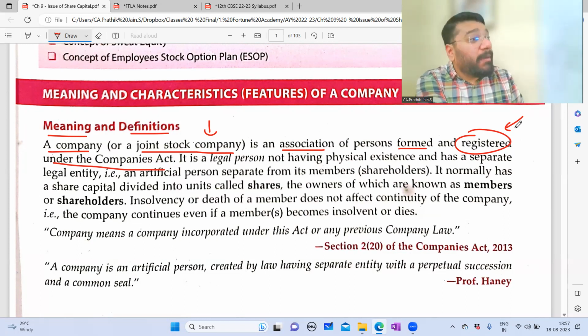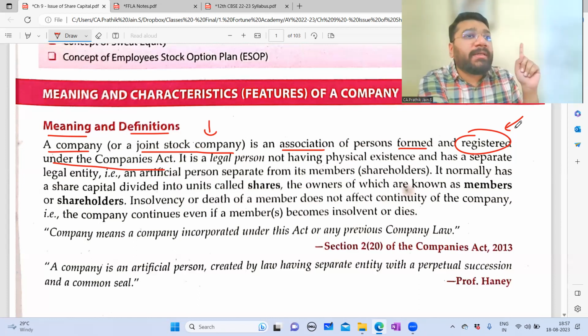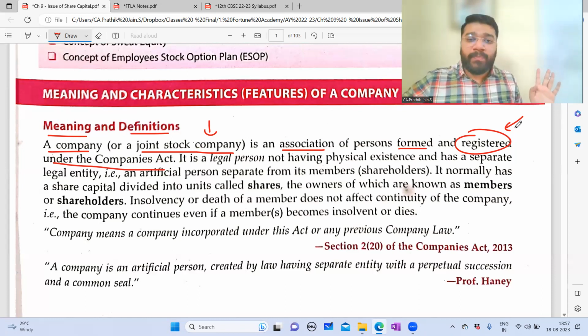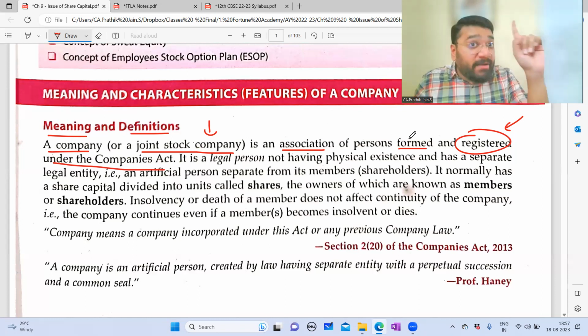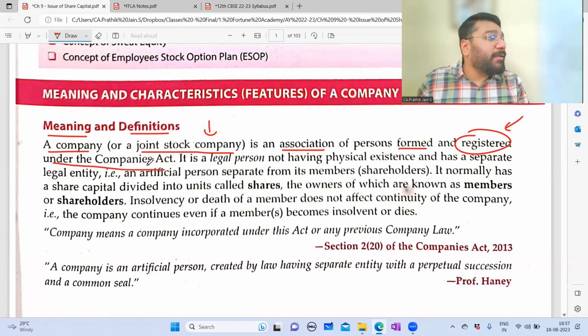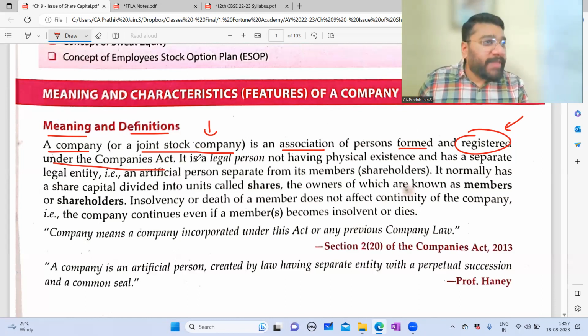Whereas in company accounts, it is compulsory. In fact, you cannot form a company, or a company cannot come into existence, without being registered with the government authority. Here the government authority is ROC, Registrar of Companies. I'll be discussing it in the upcoming classes. So a company is an association of persons formed and registered under the Companies Act 1956 and 2013. So what is 1956? What is 2013? I'll explain. Second, it is a legal person.